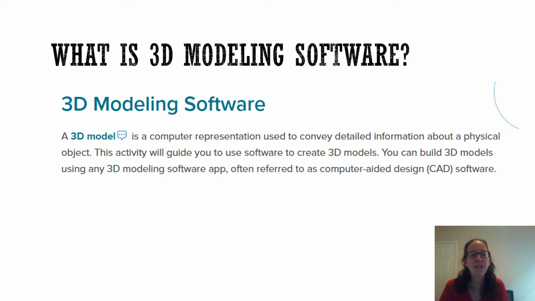So what is a 3D modeling software? A 3D model is a computer representation used to convey detailed information about a physical object. This activity will guide you to use software to create 3D models. You can build 3D models using any 3D modeling software app, often referred to as computer-aided design software.